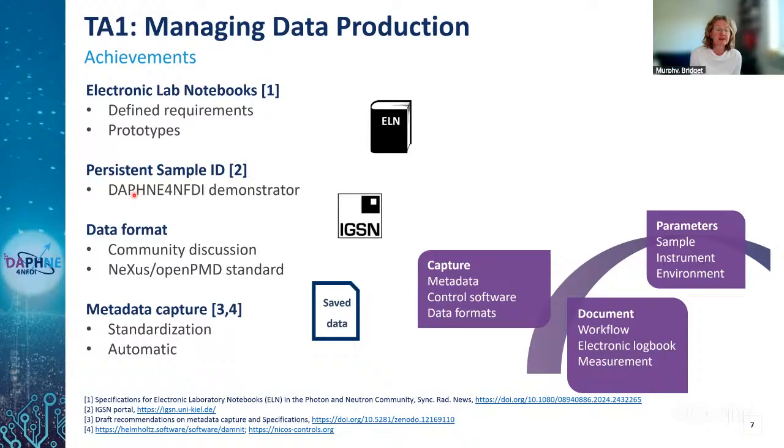Also, key to every experiment is the sample. And for this, we need to have persistent sample identifiers. For example, within DAPHNE4NFDI, as our sample identifier, we use the IGSN system, which is available at University of Kiel.